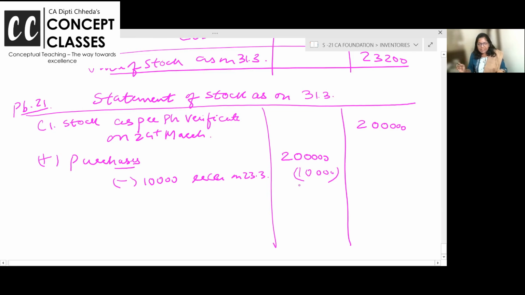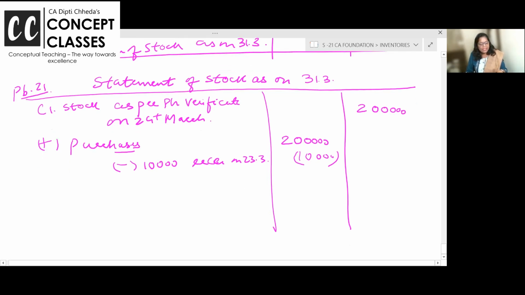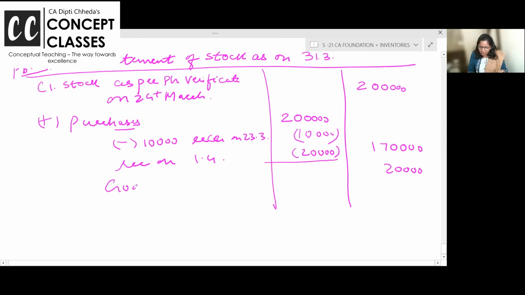And 20,000 are received on 1st, but they are purchased, no? So take it. Even if you remove it now, you will take it as in transit. If you want, I can show you. Minus kar do 20,000, received on 1st of April. So total purchase, you add 170. And then 20,000, again you add, these are goods in transit. They will be received on first. But purchase to hai because the bill has come.